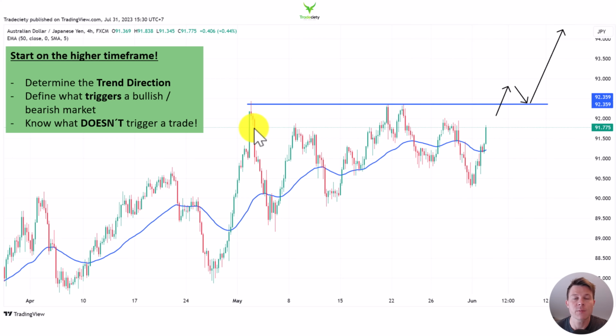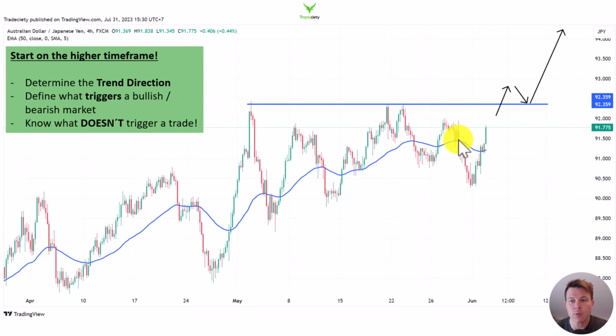On the higher time frame, you also typically want to draw your support and resistance levels. And we can find here a very good resistance level that the market has been struggling with. And then we want to define our trigger points. What makes us go bullish? What makes us go bearish? And when do we stay on the sidelines and don't do anything?